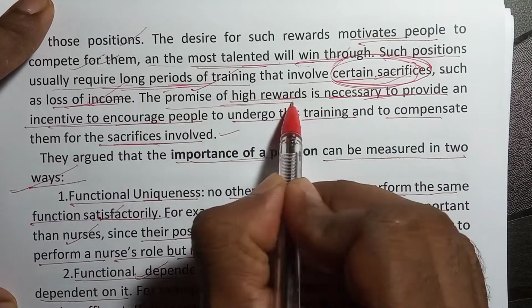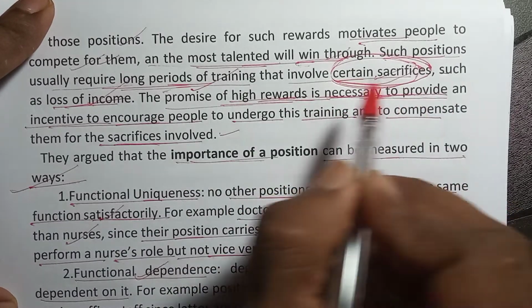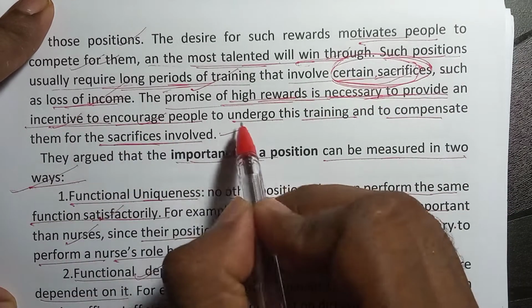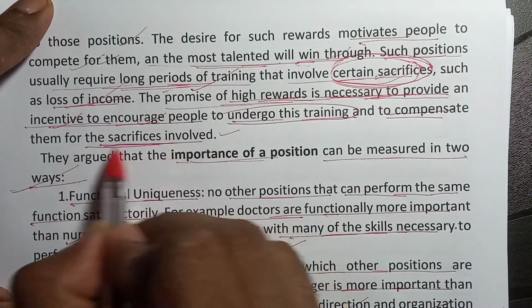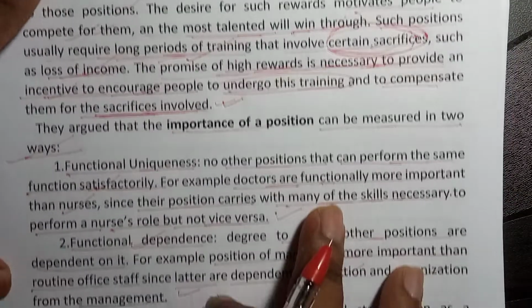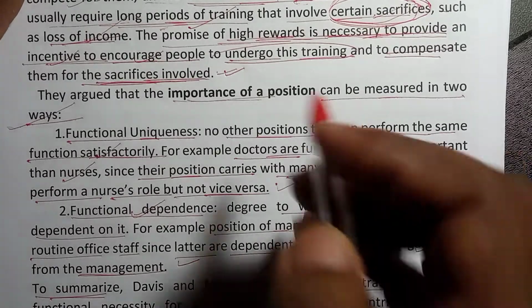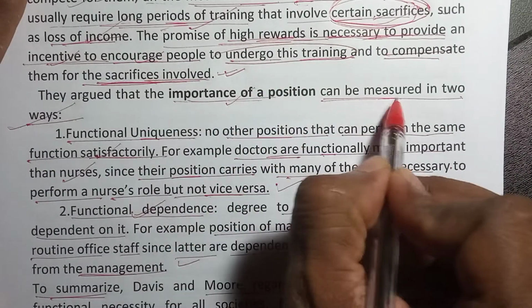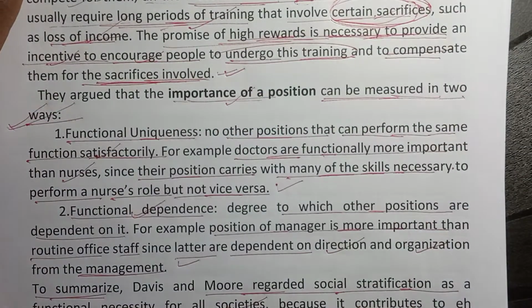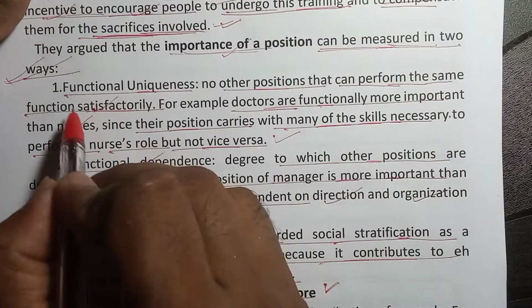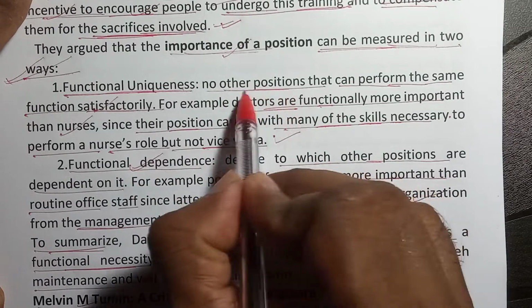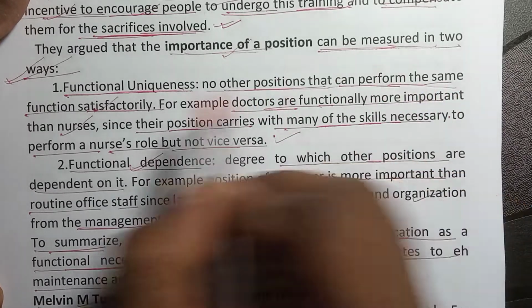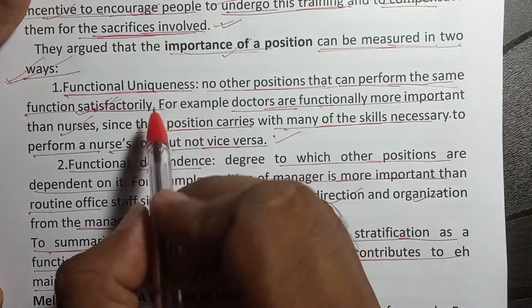The promise of high rewards is necessary to provide an incentive to encourage people to undergo this training and to compensate them for the sacrifices involved. They argued that the importance of a position can be measured in two ways. The first one is functional uniqueness. That means there is no other position that can perform the same function satisfactorily.